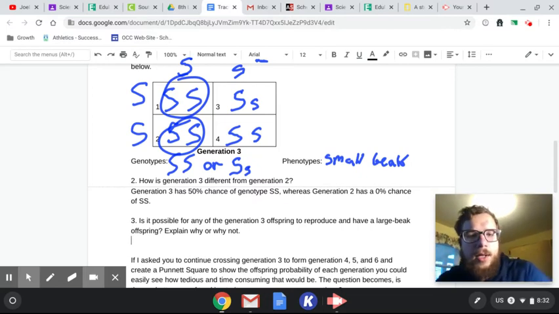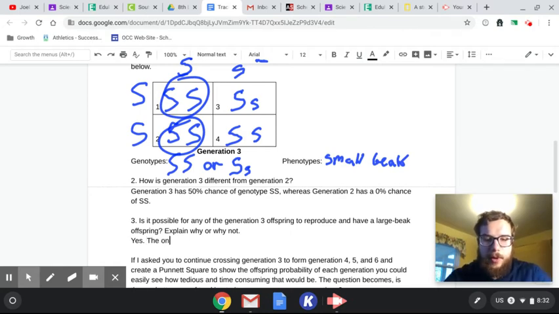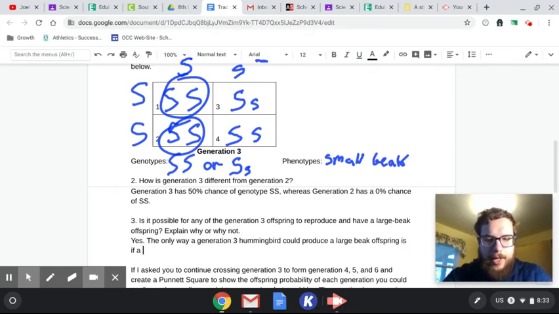Okay, you answered it. Great. So the answer here is yes. Now we need to explain why that is. The only way a generation 3 hummingbird could produce a large beak offspring is if a big S, small s crossed with either a big S, small s, or small s, small s hummingbird.